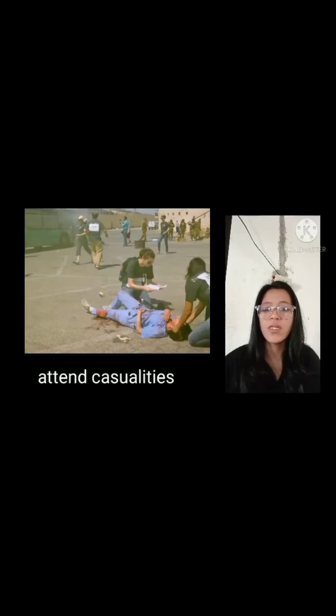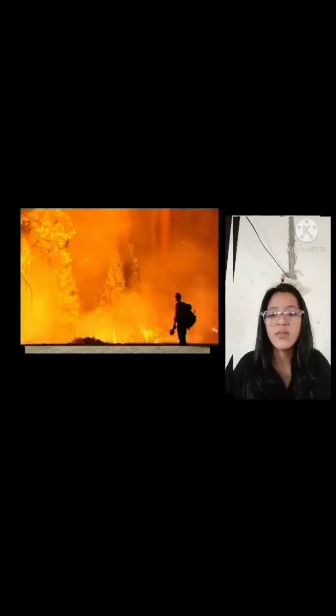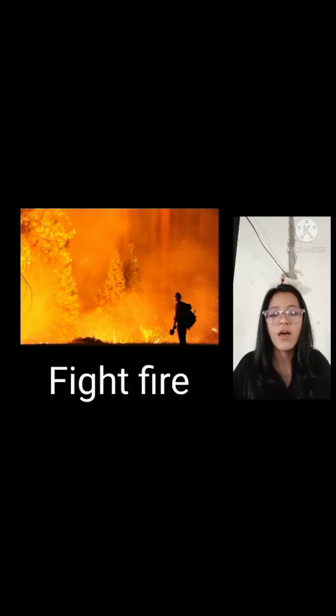So next example is attend casualties, minimize the loss of life and maximize patient recovery. The last is fight fire, to save lives, protect property, and protect the environment. So, if kaya nato nga tabangan ang mga bumbero, so why not?